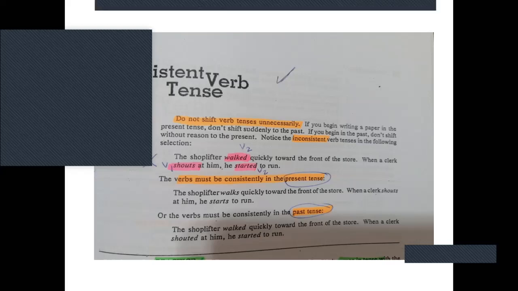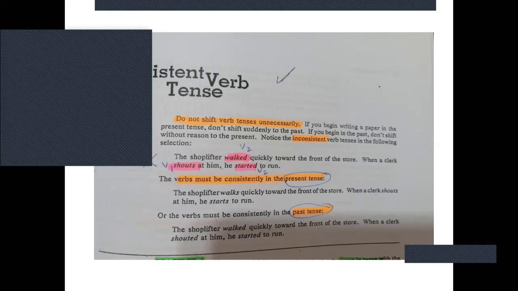Okay. Now, look here, guys. The shoplifter, you know what a shoplifter is? A thief. Walked quickly toward the front of the store. So he walked quickly. When a clerk shouts at him, he started to run. Someone discovered that he was a thief, a burglar, so the clerk started shouting at him. So the shoplifter walked. The clerk shouts at him, he started to run.